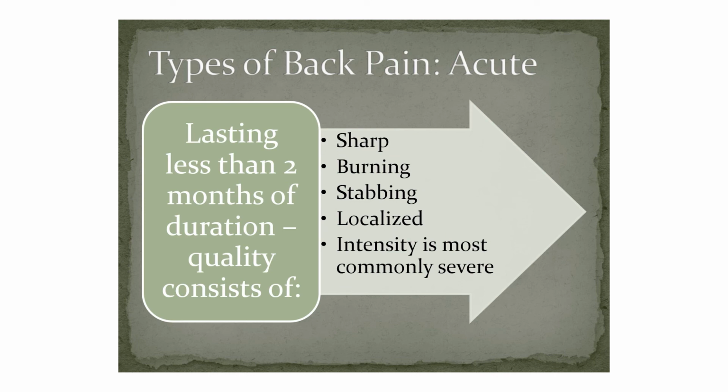If you've ever seen my presentations before on any type of pain, you'll understand these next 2 slides because I put them in there often. And I think many people don't understand the difference between the different types of pain. The first one we're going to talk about is acute pain. It usually lasts less than 2 months of duration, and it consists of more of a sharp, burning, stabbing, or localized pain that is usually quite intense.